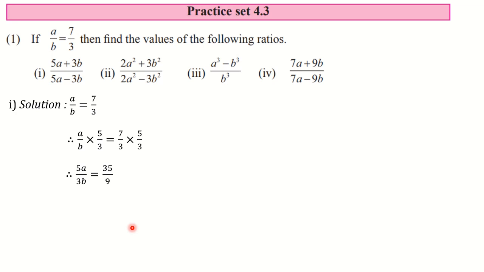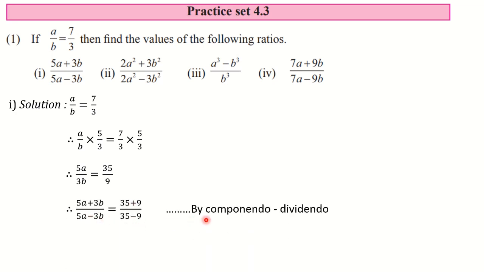To get the answer, we have to go for componendo dividendo. Writing the reason is compulsory here, so in the next step we write the reason: componendo dividendo. We perform the operation, so 5A plus 3B upon 5A minus 3B is equal to 35 plus 9 upon 35 minus 9. That is 44 upon 26, which can be divided by 2 further. In the reduced form, the answer is 22 upon 13.